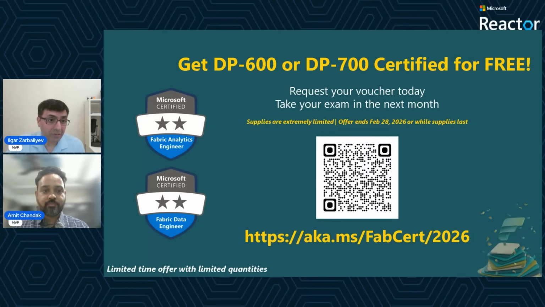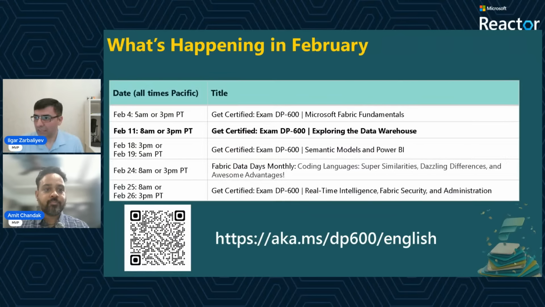And next slide, please. So what's happening in February? 3 more sessions are happening in February. The next session is just about semantic models in Power BI. That is going to happen on February 18th and 19th, depending on the time zone. So for further preparation, it's highly recommended to register for the events. Just once again, scanning the QR code you see on screen, or just typing the link that you see on screen on any browser.